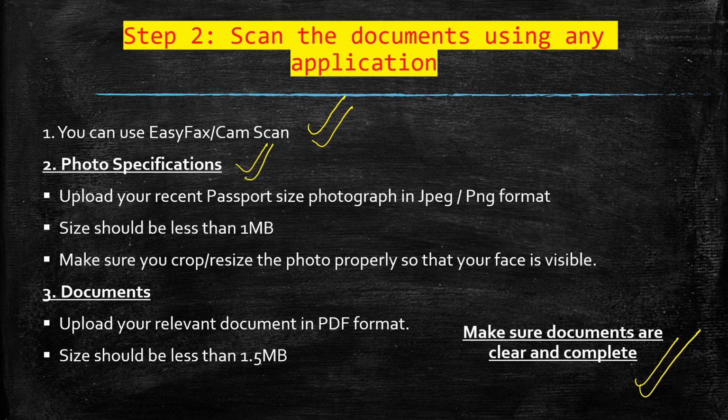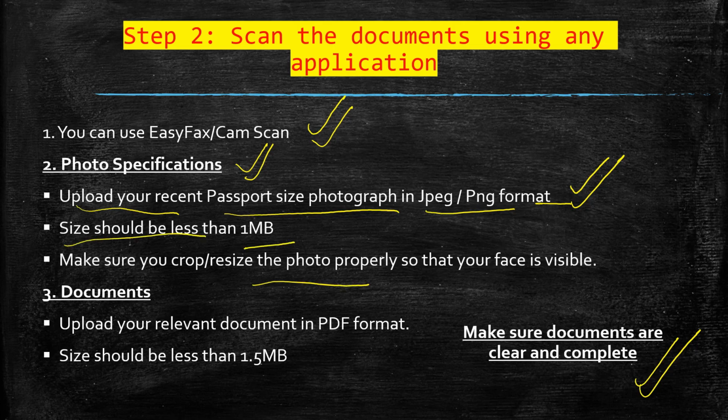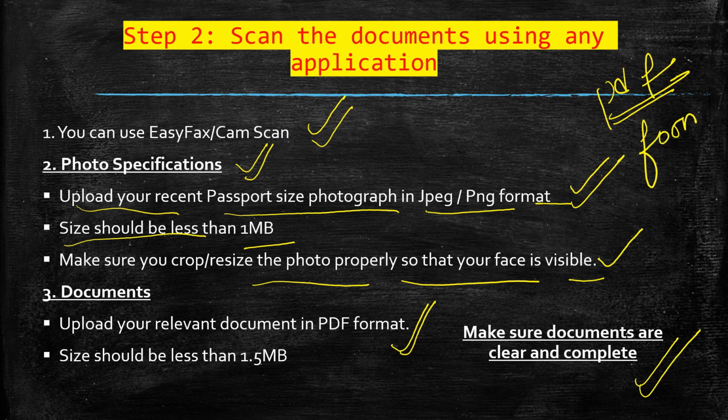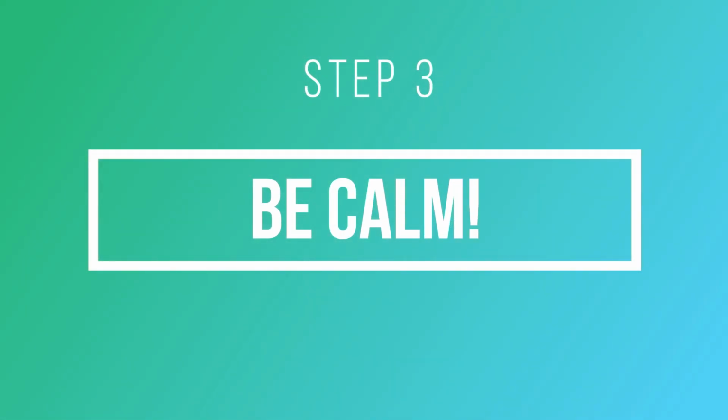Photo specifications: when you open up the admission form, you will see that they have told you to upload your recent passport size photograph in JPEG or PNG format. These formats are important. Okay, size should be less than 1 MB. Make sure you crop and resize the photo properly so that your face is visible. Documents: upload your relevant documents in PDF format. Guys, your documents need to be in PDF format, not image format or anything, and size should be less than 1.5 MB.